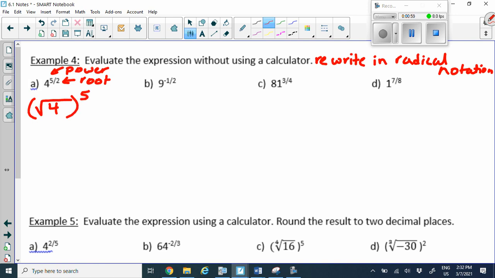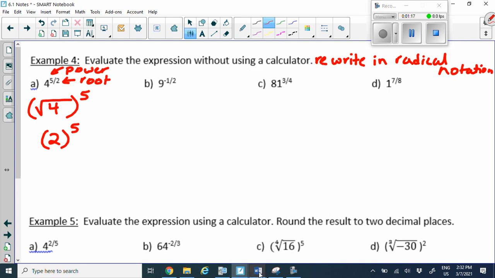So what we're going to do is evaluate the radical first, and then do the power. So square root of 4 gives us 2, and we raise that to the 5th power. Now you might be wondering, how can I know what 2 to the 5th is without a calculator? Well, you can basically do 2 times 2 times 2 times 2 times 2, or basically do that 5 times.